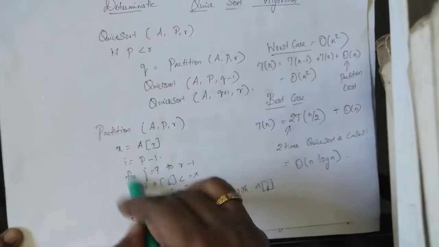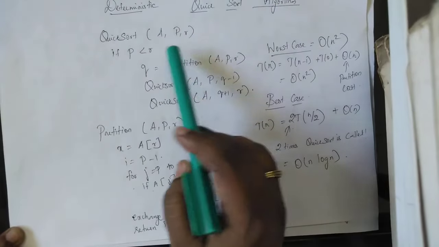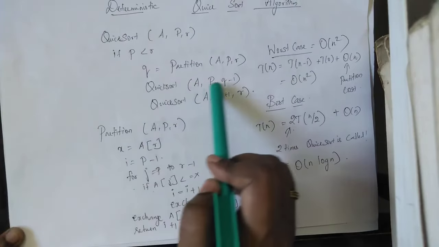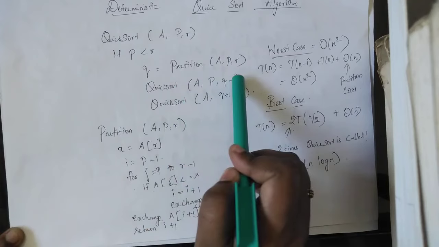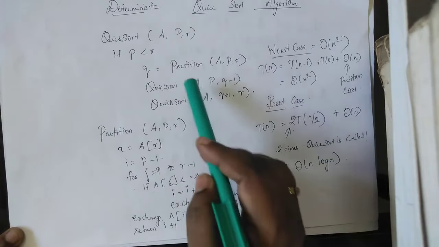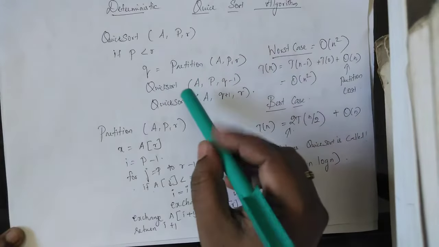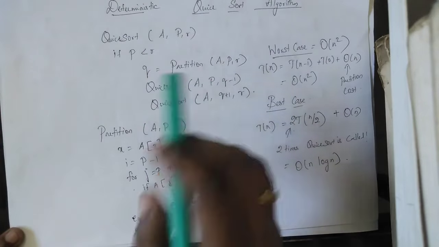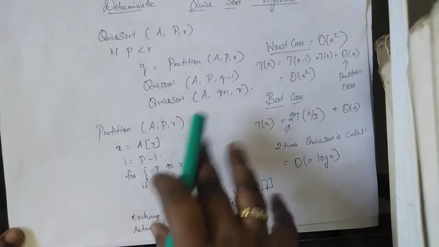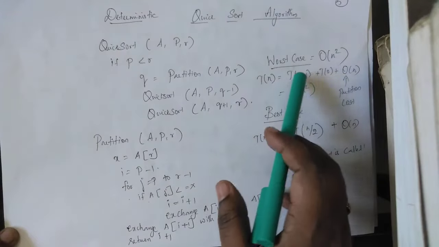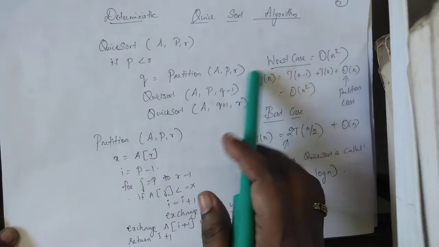So when we call this function, we are partitioning the array, and then we are again calling the quicksort for the first half of the array, and for the second half of the array, and this will recursively be called again and again till the entire array is sorted. So this is how the deterministic quicksort works. And the worst case, we already saw a worst case scenario as well.